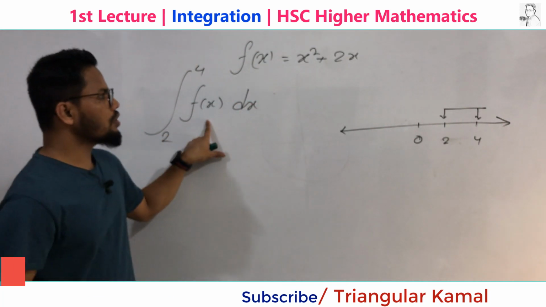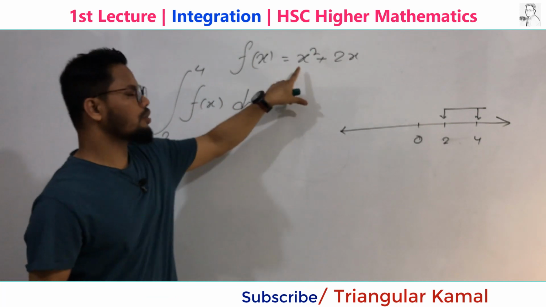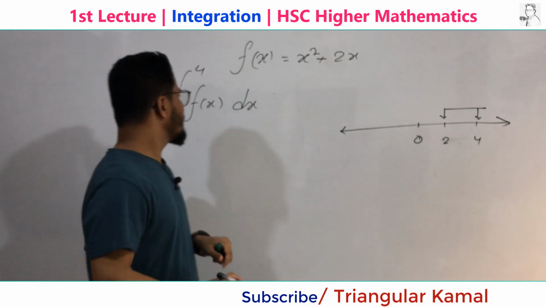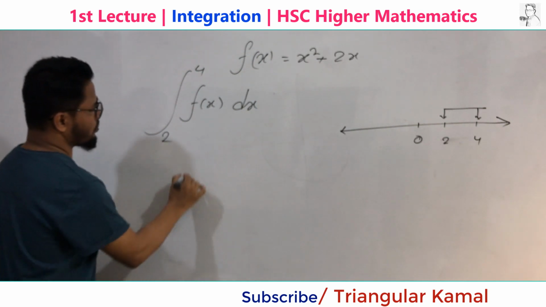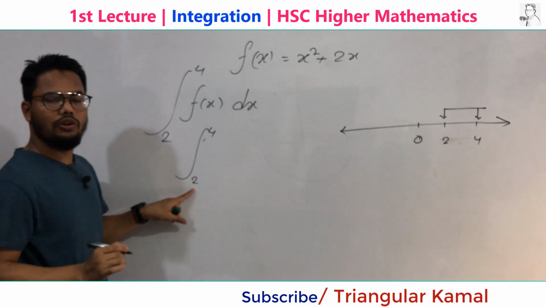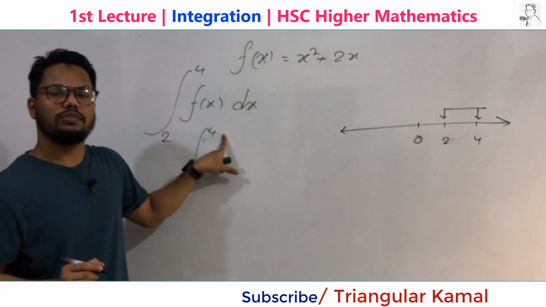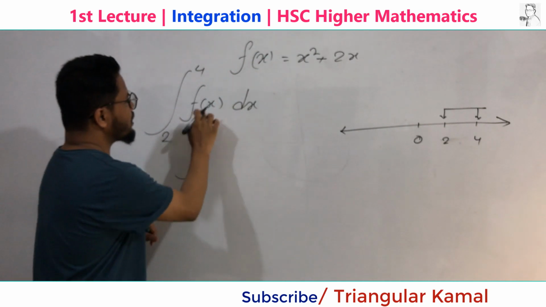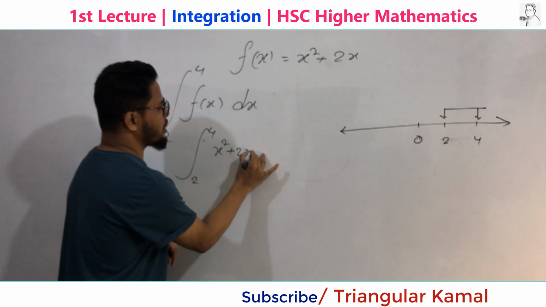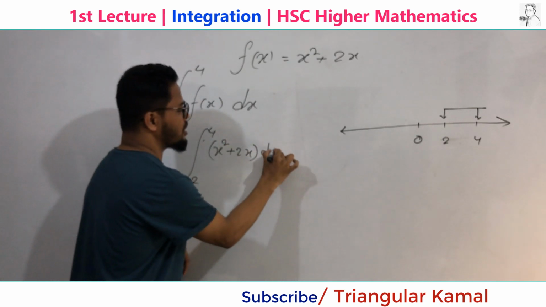So this will be the first format of the function f of x equals x square plus twice x. If we integrate this, this 4 is called the upper limit and this 2 is called the lower limit. So we find the value of f of x, which is given as x square plus twice x, and this is dx.